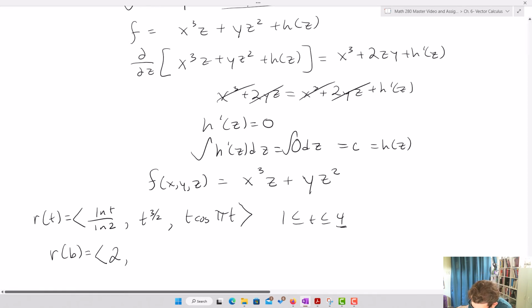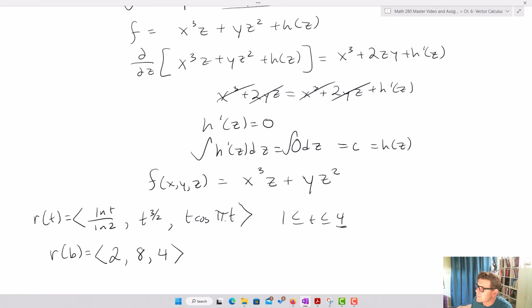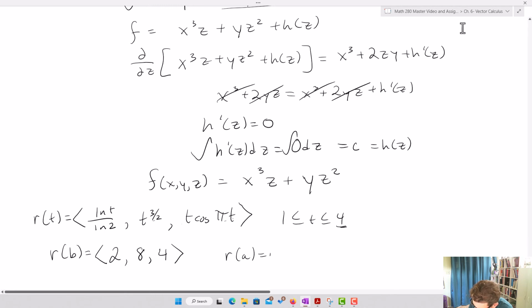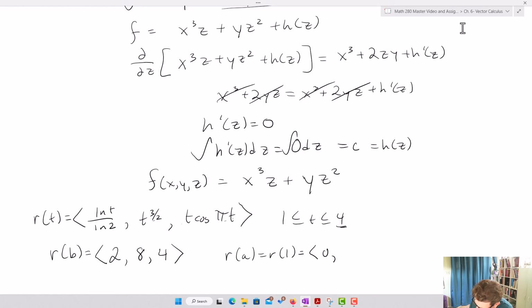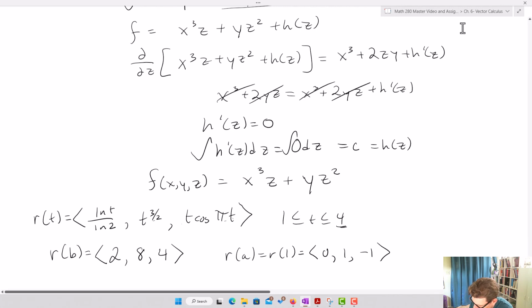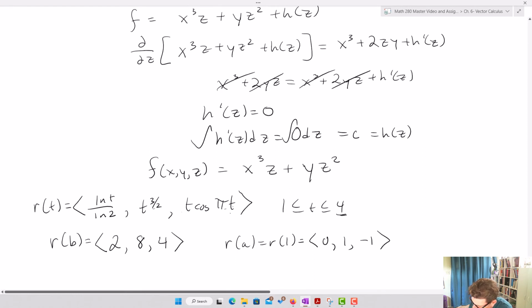4 to the 3/2 is going to end up equaling 8. And then 4 times cosine 4 pi, so that's 4. So 8 and 4. R of a, which equals r of 1 now, is going to equal the natural log of 1 over the natural log of 2, so that's 0. And then 1, and this is going to end up being negative 1, because cosine of pi is negative 1, times 1, that's negative 1. So those are our endpoints.